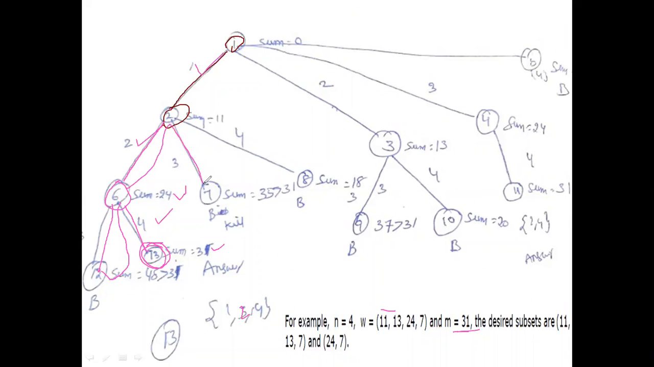In the backtracking method, we can have more than one solution. First we find one solution, where the sum of the elements equals 31. Then by backtracking we go back, and the second node generates another child, that is the seventh node.